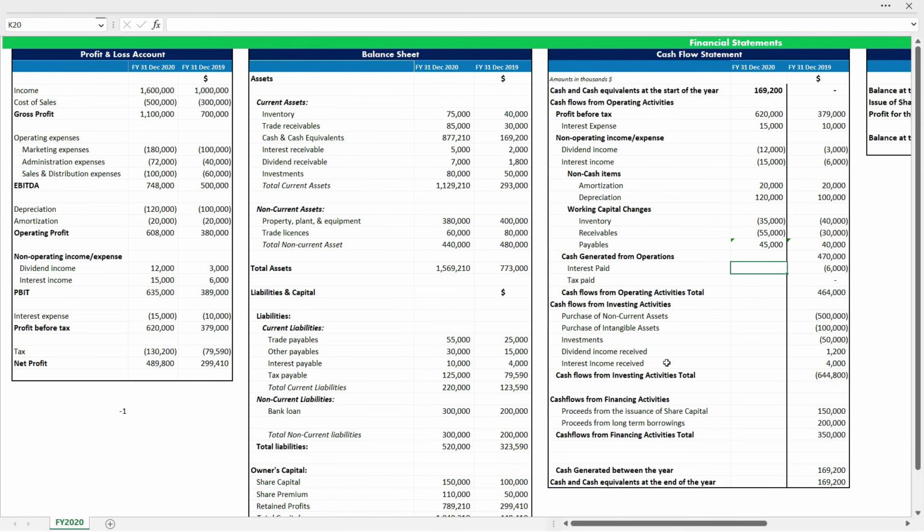So if the interest is getting paid, it has to be negative value. But first, let us say how the interest has to be calculated. Interest payment has to be calculated logically. And I would say my interest payment should be, first of all, I should take the opening liability of interest.